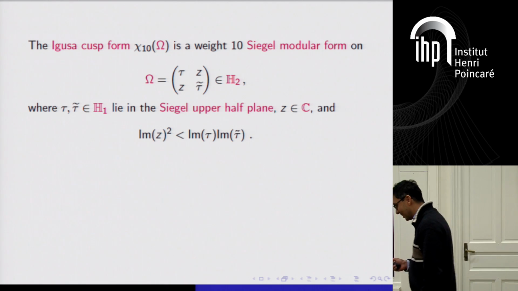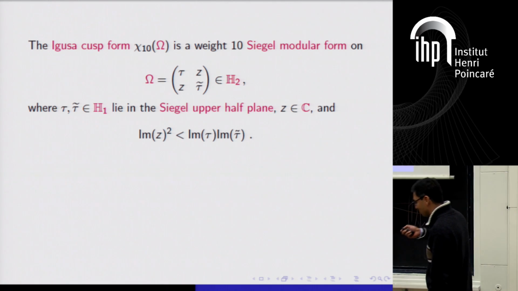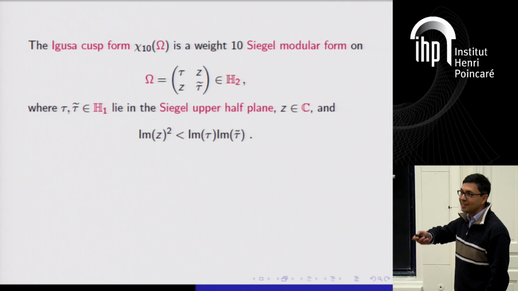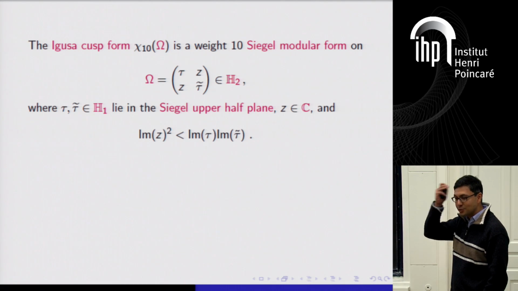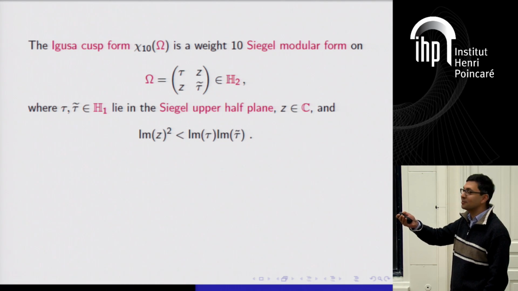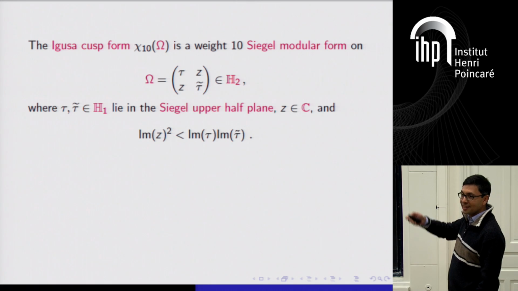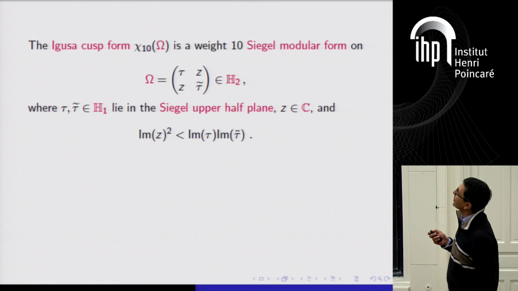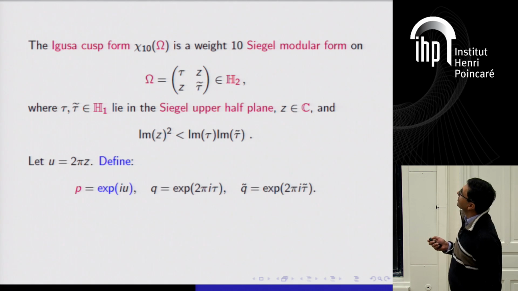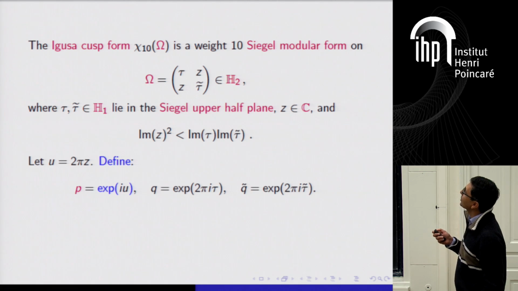As I said, in some sense this makes sense because we have this one more variable. Before we had the discriminant, which was an SL2 modular form, and it takes its values on H1, the upper half plane. So this Igusa cusp form takes its values on the Siegel upper half plane. Here, I just tell you what the Siegel upper half plane is. And now I have to tell you what the function is. Right now, I've just told you what the domain of that is. And to define the function, we need some variables.